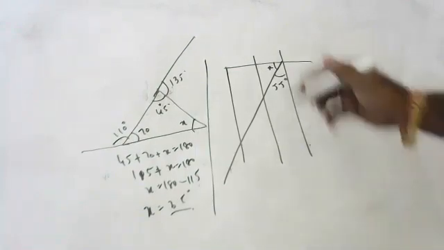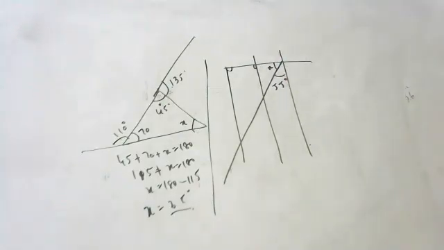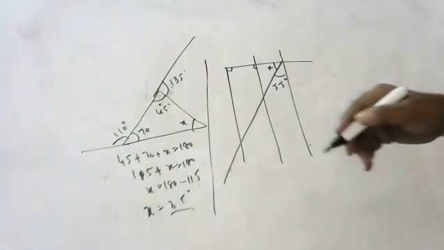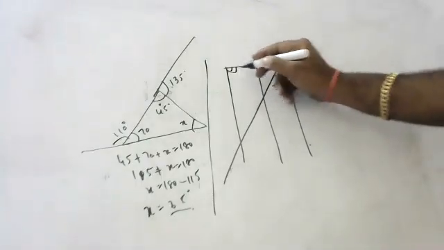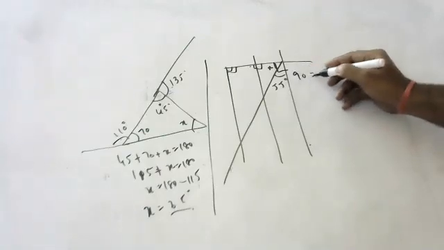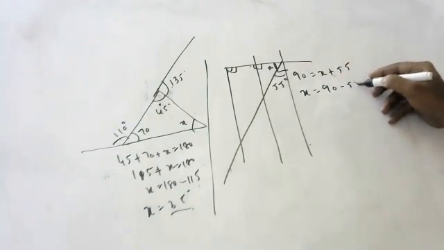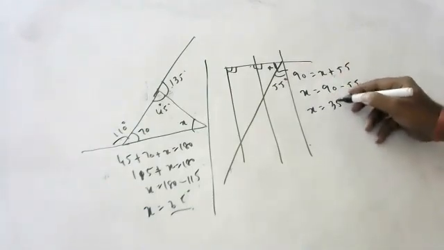And all of them are 90 degrees. This is 90. This is 90. Of course, this will be 90. 90 is equal to x plus 55. X is equal to 90 minus 55. X is equal to 35 degrees. So 35.